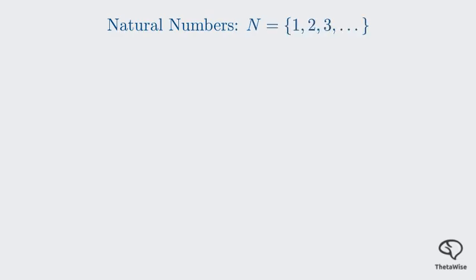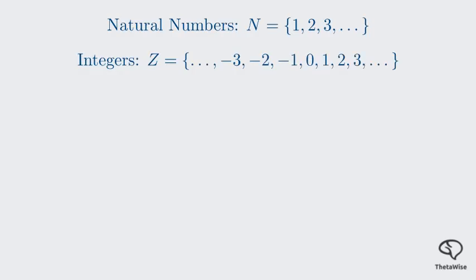First, we have the natural numbers, denoted by N. These are the counting numbers, 1, 2, 3, and so on. They are bounded below by 1, but not bounded above. Next are the integers, denoted by Z. This set includes all the natural numbers, their negative counterparts, and 0. The integers are not bounded above or below.